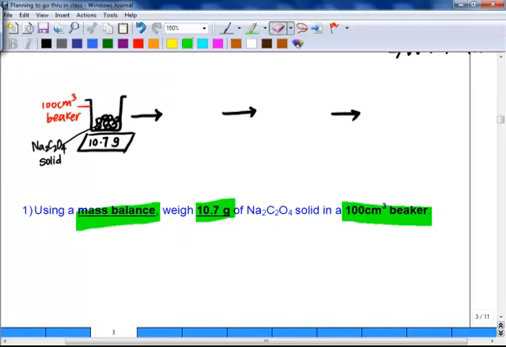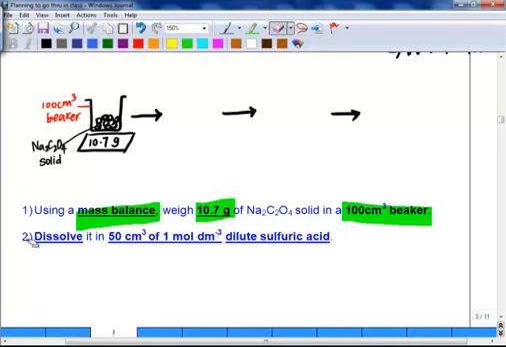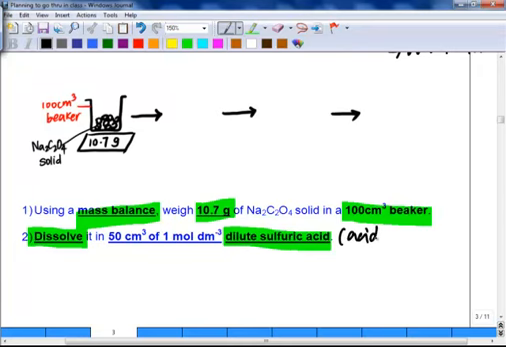Then after you have the solid inside the beaker, what do you do? Dissolve in what? Dissolve in dilute sulfuric acid. Correct. Take note over here. What is the purpose of dissolving in sulfuric acid? Acidic medium. Correct. Acidic medium.